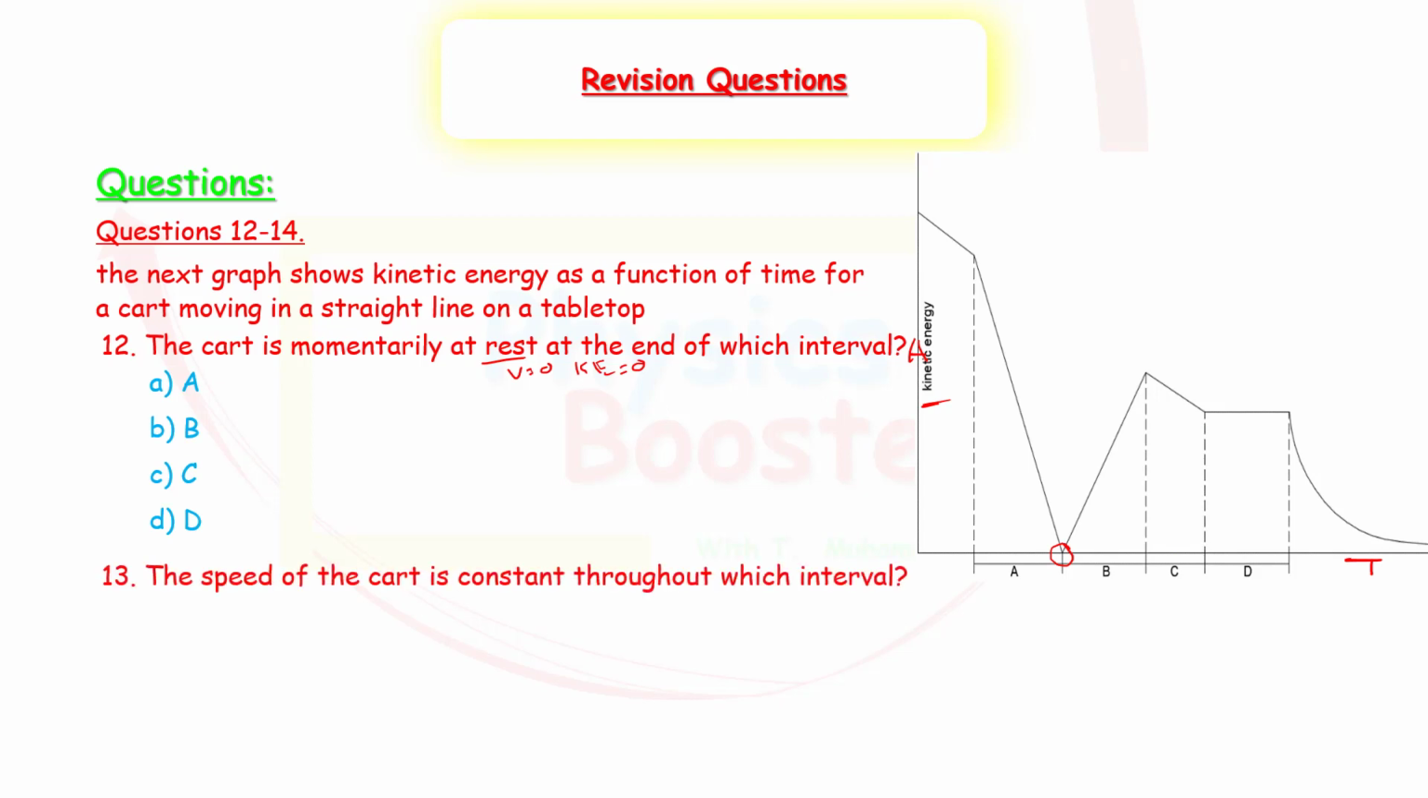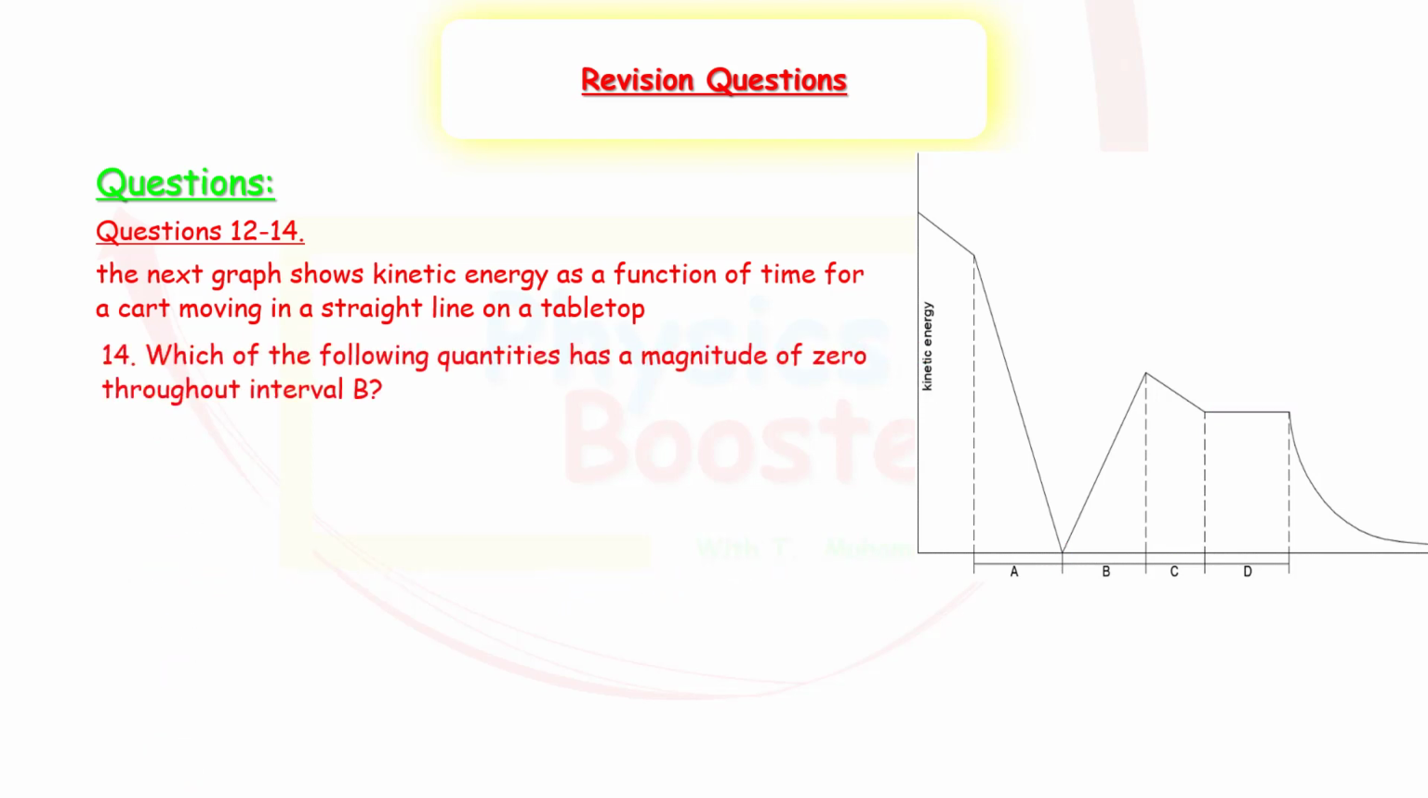Next question. The speed of the cart is constant through which interval? Well, constant speed means constant kinetic energy. At which interval is the kinetic energy constant? Not either increasing or decreasing. It's clear that it is through interval D, so the answer here is going to be D. Again, why? Because the kinetic energy is neither increasing nor decreasing, it's the same. So this means that the speed is also constant.